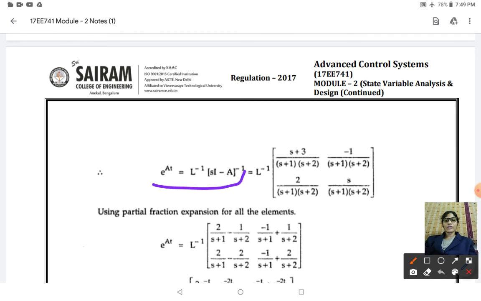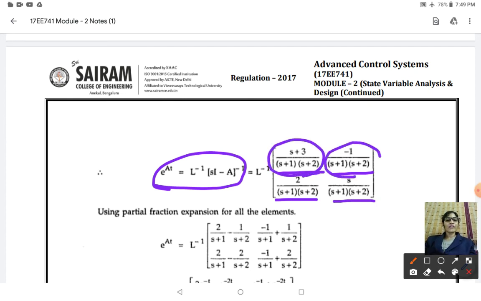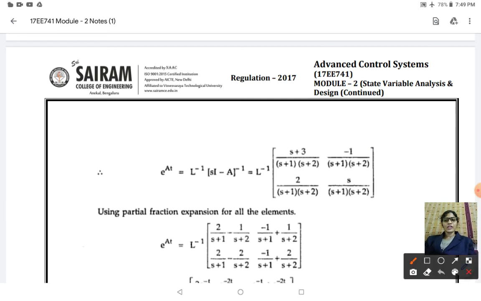So whatever it is, your phi of s, and e to the power of At is equal to Laplace inverse of sI minus A inverse, which is equal to Laplace inverse of s plus 3 divided by s plus 1 into s plus 2, minus 1 divided by s plus 1 into s plus 2, minus 2 divided by s plus 1 into s plus 2, s divided by s plus 1 into s plus 2. Now we need to take a partial fraction for every element in the matrix. So your first element is s plus 3 divided by s plus 1 into s plus 2.